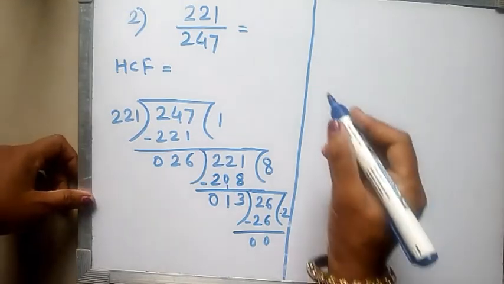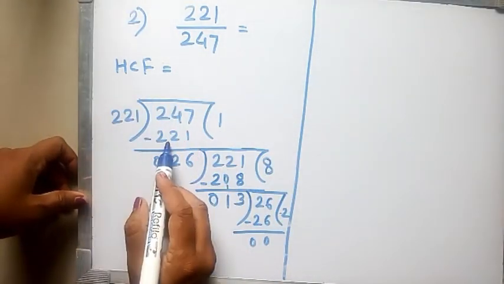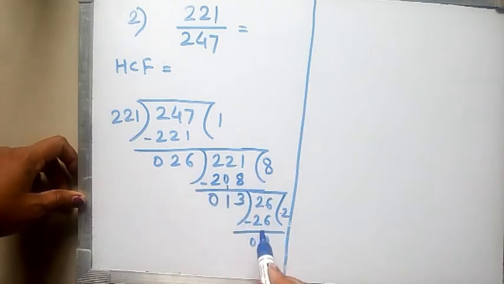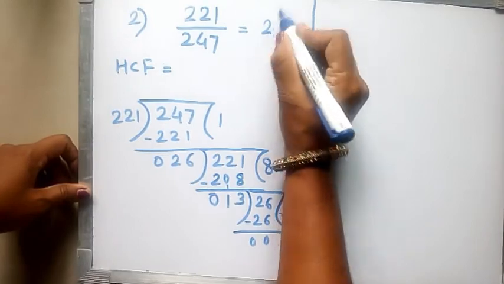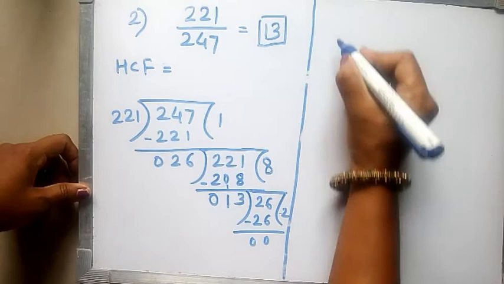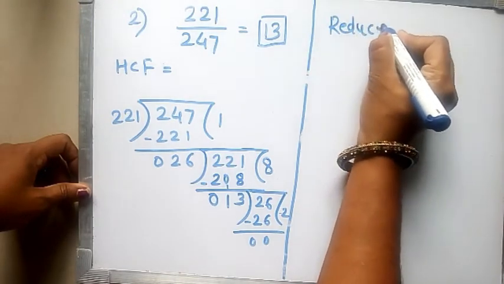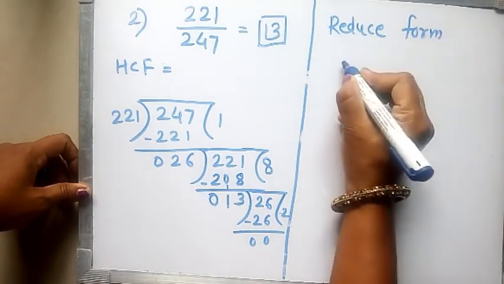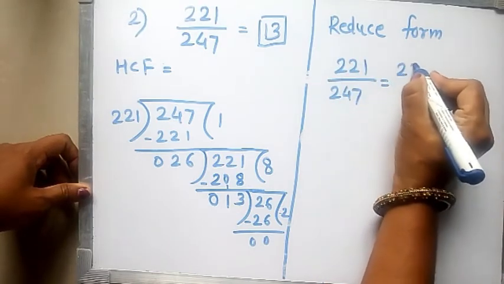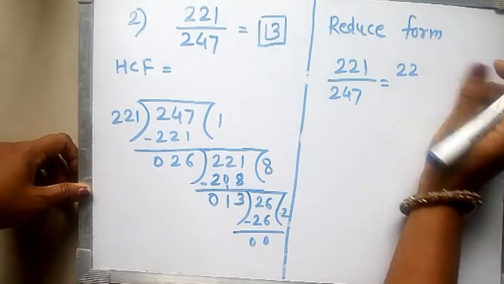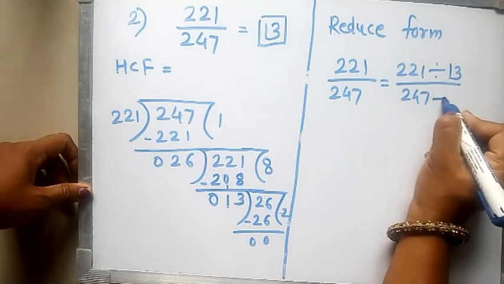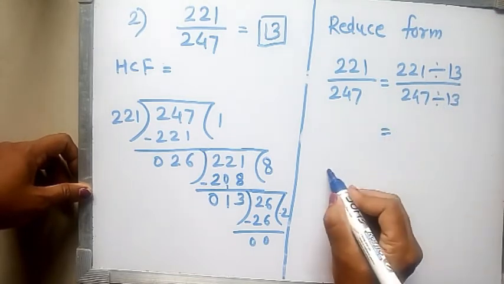221 upon 247. I divide by 13 and find the SCF, 13. Divide these two numbers by 13 and find the lowest terms. 221 upon 247. 221 divided by 13. 247 divided by 13.